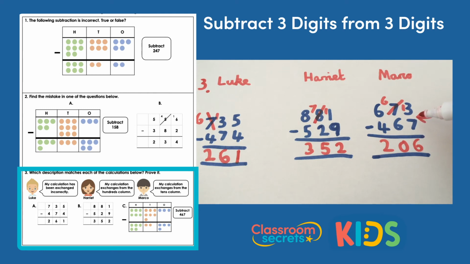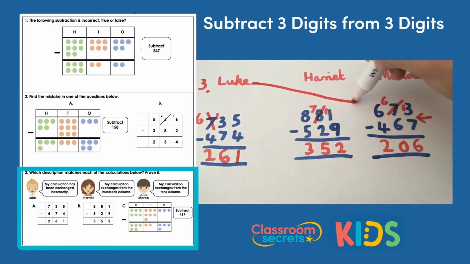They haven't exchanged on the worksheet. It looks like they've done 7 take away 3 is 4, and that's how they've got the 4 on the worksheet in the counters, whereas they should have done an exchange. So we can match Luke to C. Put a little arrow there.